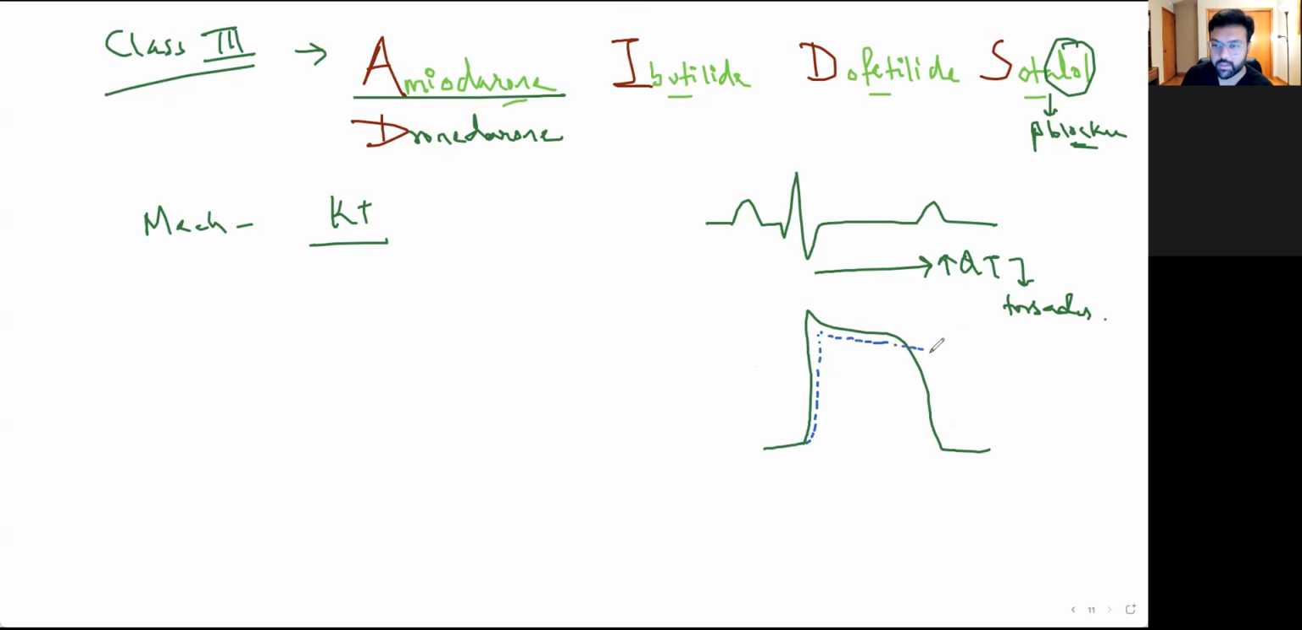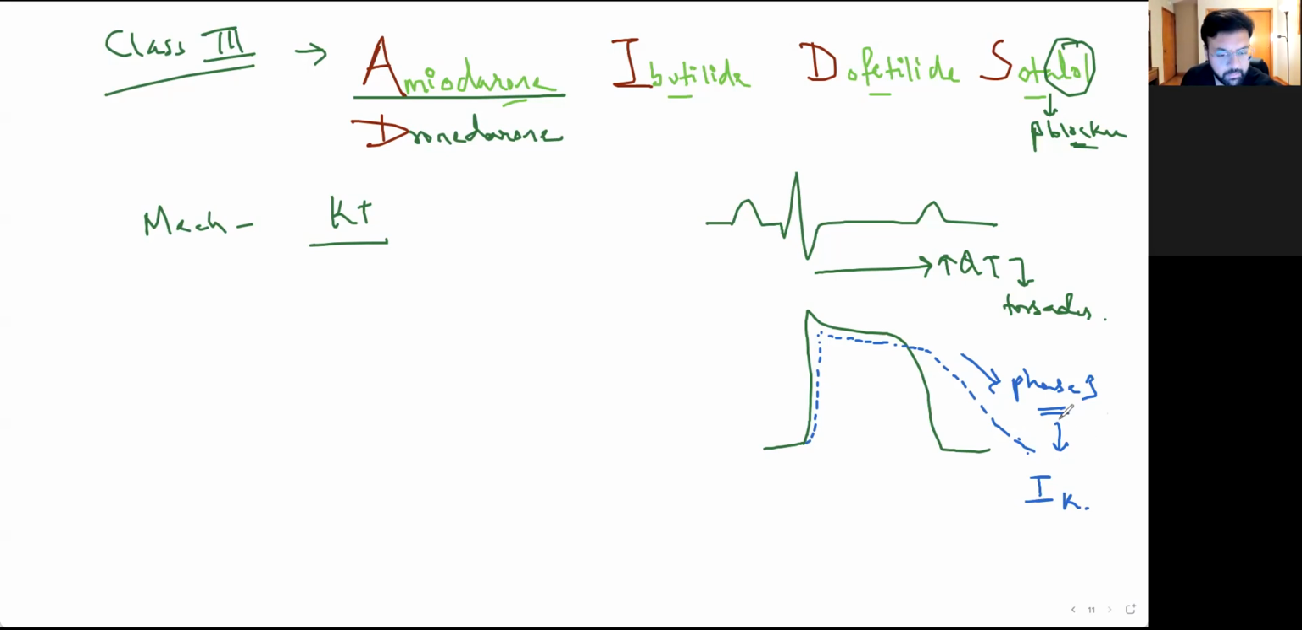What phase of action potential is affected by this class? Class 3, phase 3, right? Perfect. So phase 3 will be prolonged. That means you are indirectly increasing the duration of repolarization. And remember, this is the IK current, potassium. So you're prolonging the repolarization, increasing the QT, which increases the risk of torsades.